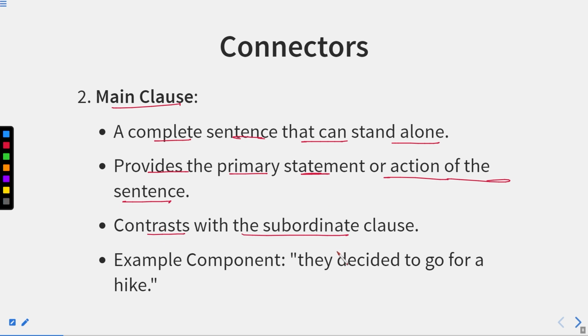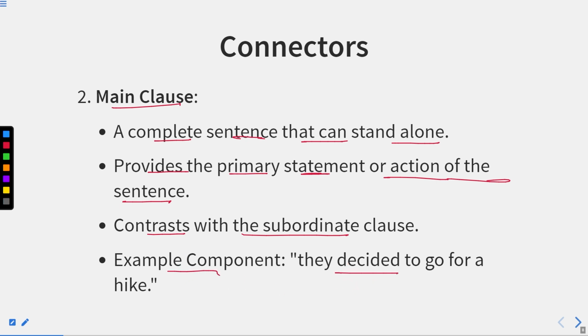Whatever information is given in the main clause contrasts with the information which is given in the subordinate clause. It means both the clauses will serve something contradictory. Whatever is given in the first statement or the subordinate statement will be opposite to what is given in the main clause, or you can say vice versa. It means whatever happens in the main clause will not be affected due to the happening in the subordinate clause.